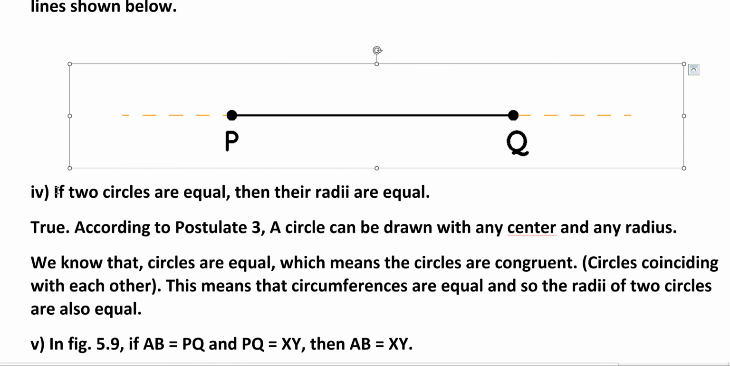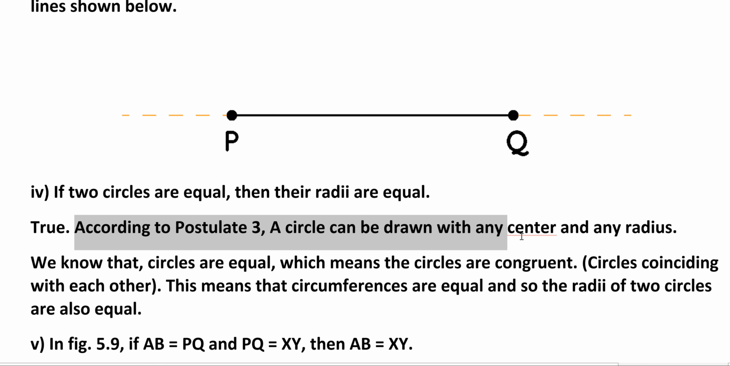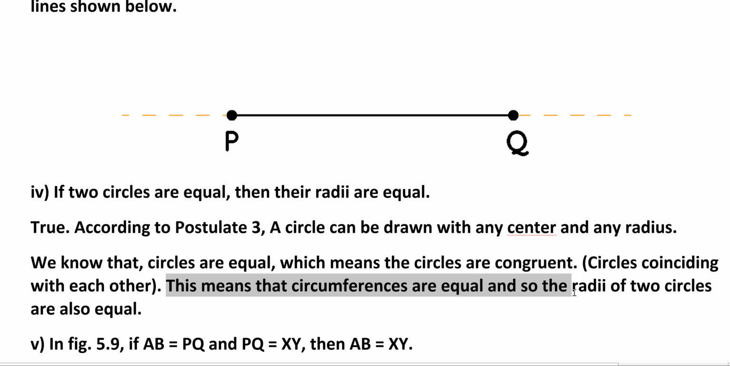Okay, fourth problem: if two circles are equal, then their radii are equal. True, according to postulate 3, a circle can be drawn with any center and any radius. Any center with any radius. We know that the circles are equal. Already the assumption is that the circles are equal, which means the circles are congruent. Circles can coincide with each other. Congruent means coinciding with each other. This means the circumferences are equal, and so the radii of the two circles are equal.